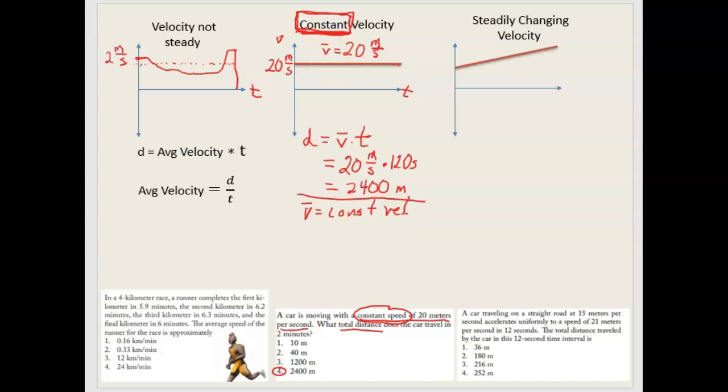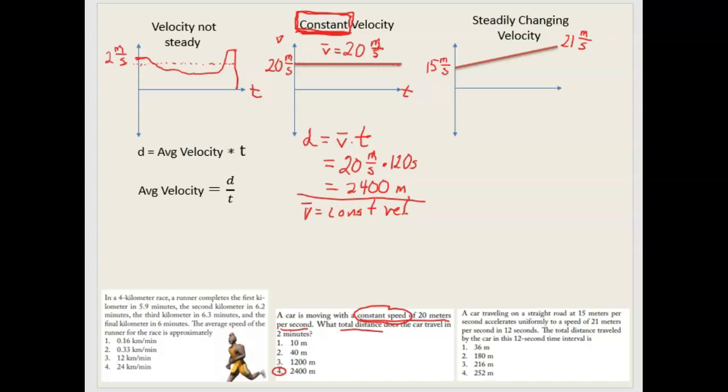And the third situation that you're going to encounter is a steadily changing velocity. So let's say we start off at some velocity, 15 meters per second, and we speed up to some other velocity, let's say 21 meters per second. So our speed is going up. We're getting faster. But it's not going faster in some random, herky-jerky fashion. The situation you're going to be given is where it gets faster steadily, uniformly, linearly.